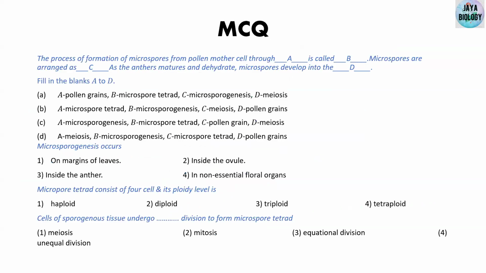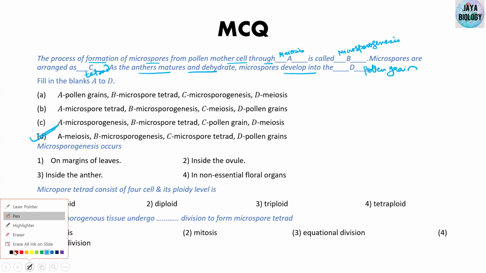Let us see with the questions. See here. The process of formation of microspores from the microspore mother cell through meiosis, because they are made by meiosis, is known as microsporogenesis. And microspores are arranged as tetrad, but when the anther matures and dehydrates, they develop into the pollen grain. So I think this is the line of NCERT. You can check it. Answer will be option D.